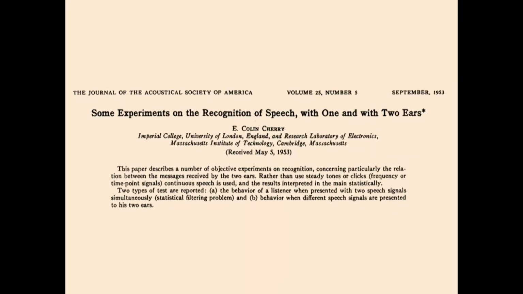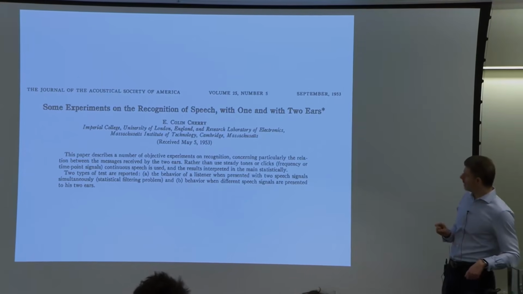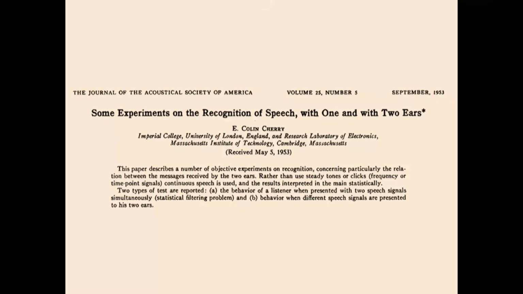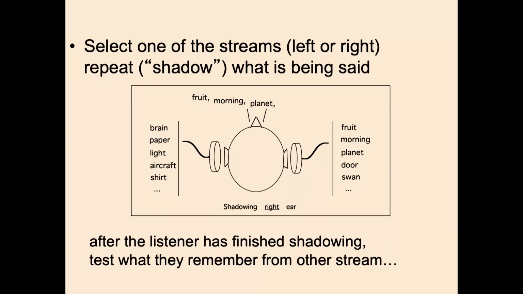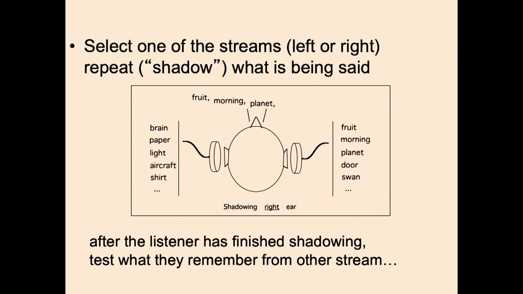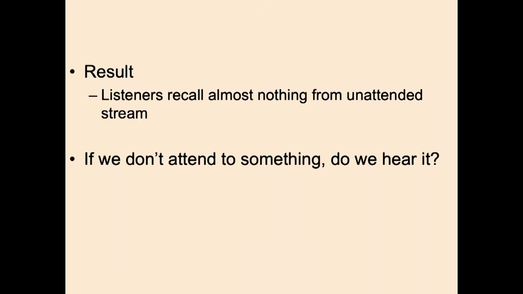Okay, so this is the title page from the original papers from back in 1953. It's called Some Experiments on the Recognition of Speech with One and with Two Ears, using speech shadowing. All right, and the key result from these experiments is that when people are successfully performing this task, shadowing one of the streams, they recall almost nothing from the unattended stream. Okay?